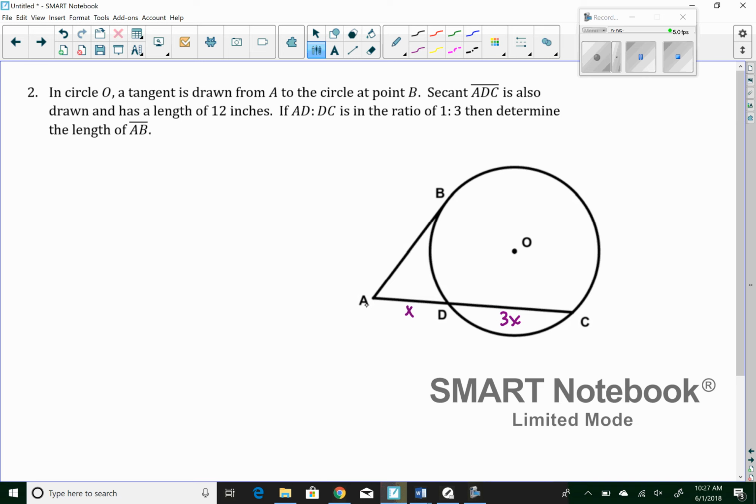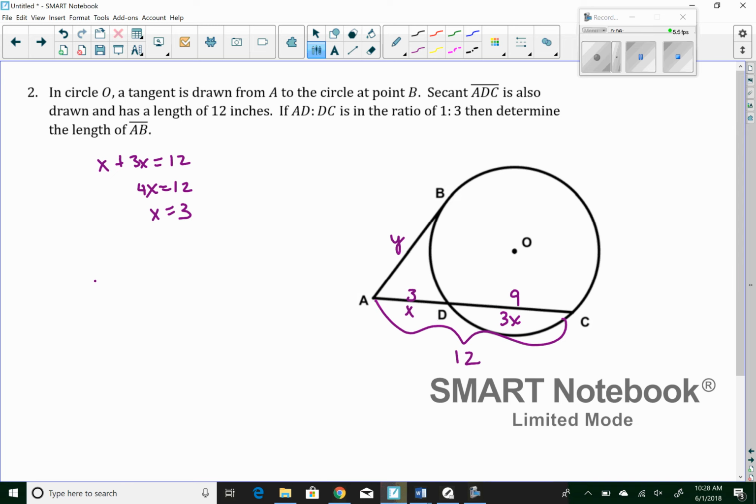So if AC is 12, and the two parts of AC are x and 3x, I can say x plus 3x equals 12, or 4x equals 12, or x equals 3. Meaning the inside part is 9, the outside part is 3, and the whole part is 12. Now I don't know AB, and that's what I want to find, so I'll make that a variable. I've already used x in this problem, so I'll use y.